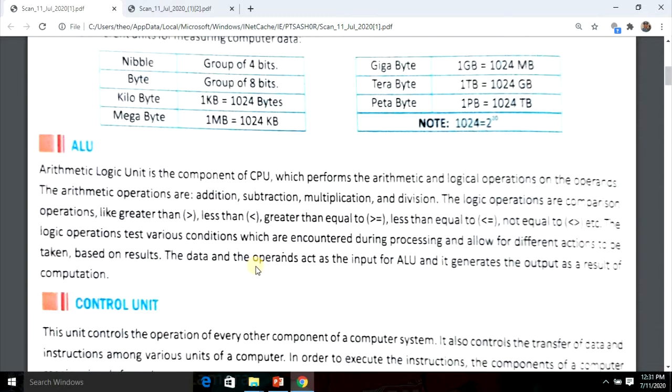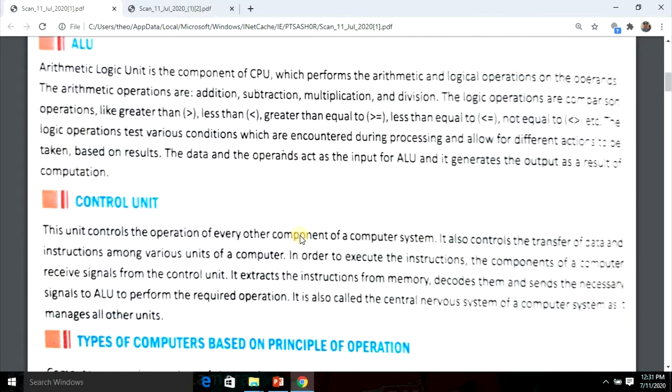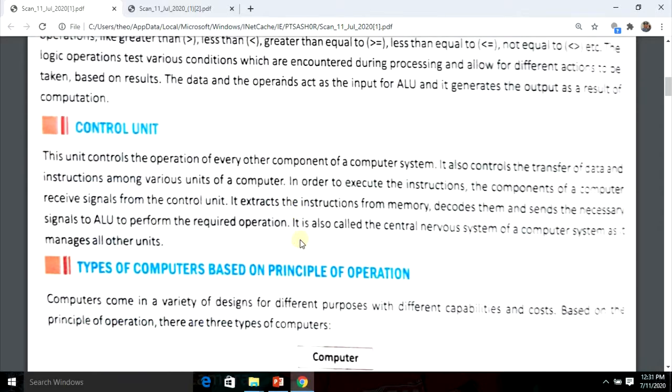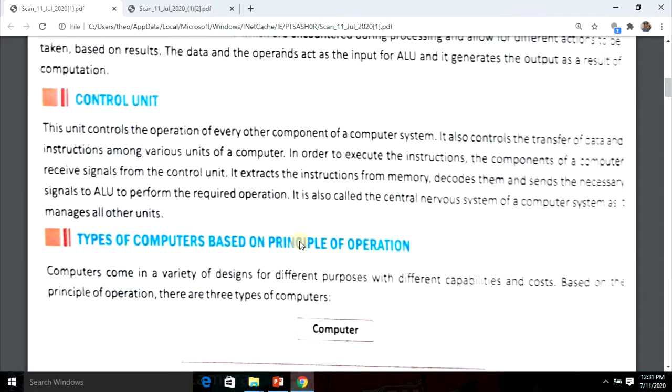In the last topic, we discussed the ALU, arithmetic logical unit, for all arithmetic calculations: subtraction, multiplication, division, addition, and logic, which means to test various conditions: greater than, smaller than, equal to. And the control unit controls all the functions.